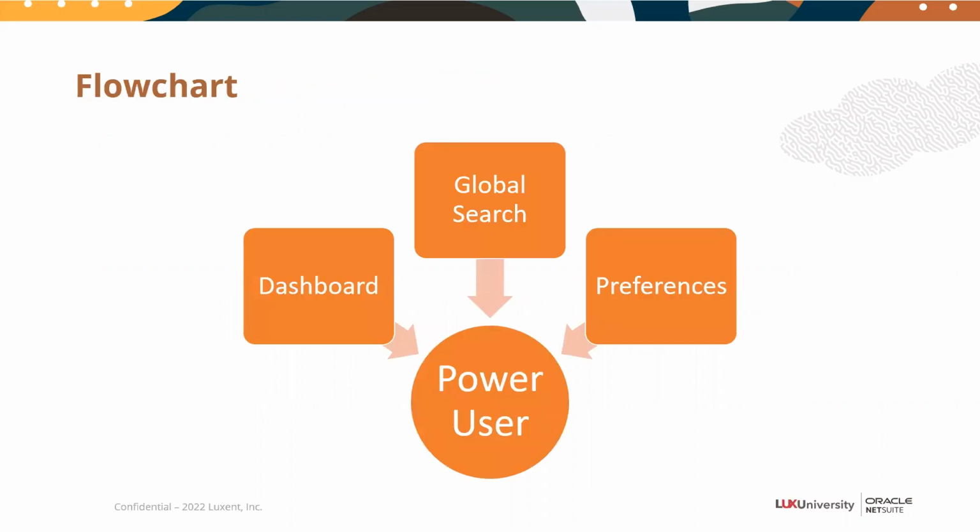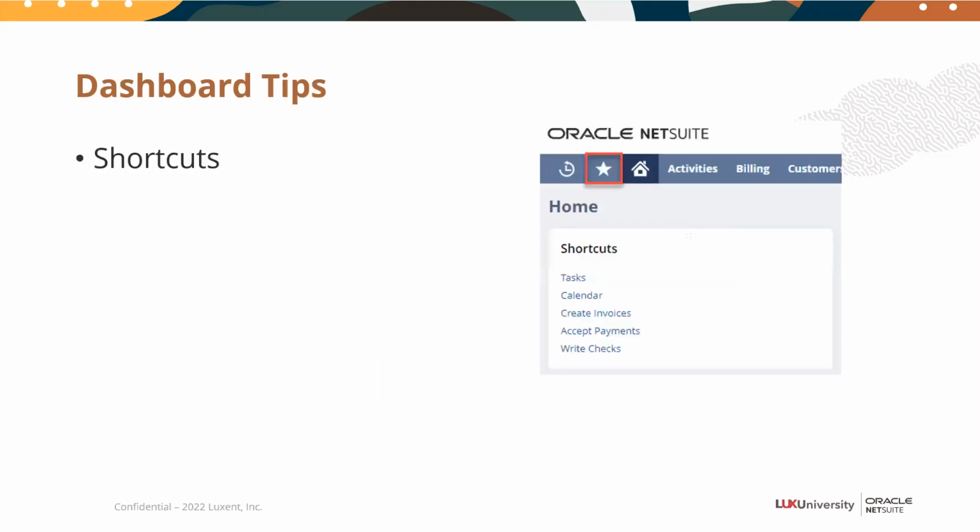We're going to do that by focusing on 3 areas: the dashboard, the global search, and preferences. Each of these areas has tricks that you can apply and ways that you can optimize them to get the most out of NetSuite and become a power user. All right, with that, let's get into it.